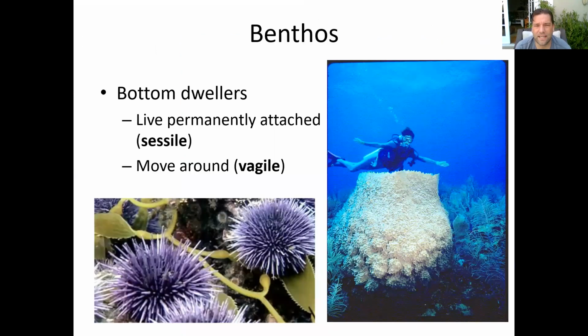Our third category, again, is benthos. And in dealing with benthic organisms, we're going to introduce two terms. You've got organisms like coral on the right, which is attached. We'll call that sessile. And then we've got organisms that ultimately move. You can see the purple urchins, or vagile. And again, they don't move very fast, but they do have the ability to move along the ocean floor.